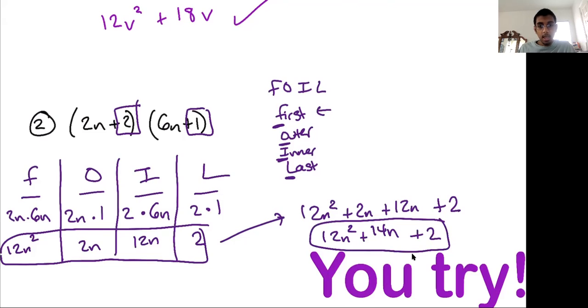Pretty perfect. So again, FOIL is a thing you need to learn about. This is the lesson where you learn about it. So again, first, outer, inner, last. And this only happens for multiplication.